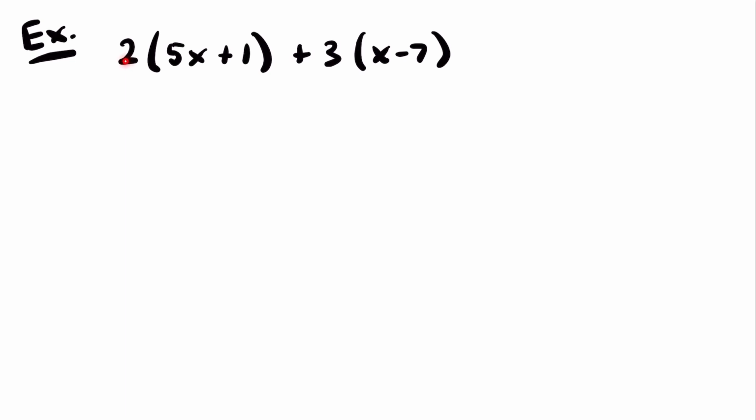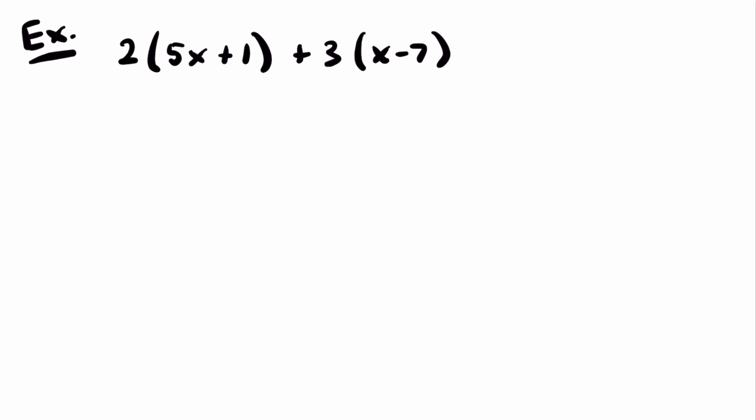2 is going to be distributed through this quantity, so you're going to multiply 2 by 5x and 1, and 3 is going to be distributed through this quantity. You're going to multiply 3 by x and negative 7. You're not going to multiply 2 by anything over here, and you're not going to multiply 3 by anything over here. These are 2 completely different sets of instances where you can use the distributive property.